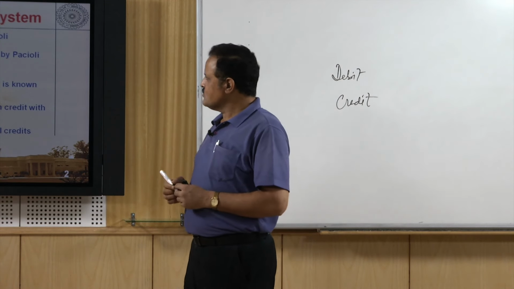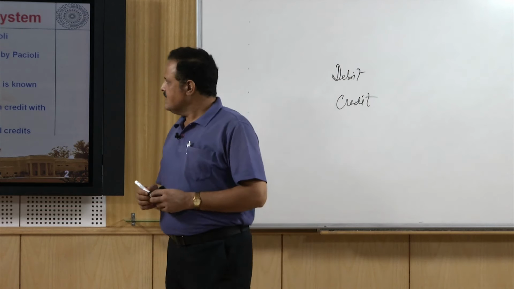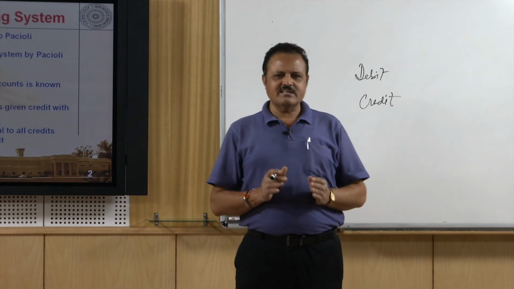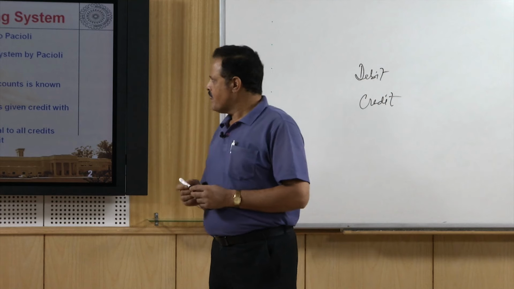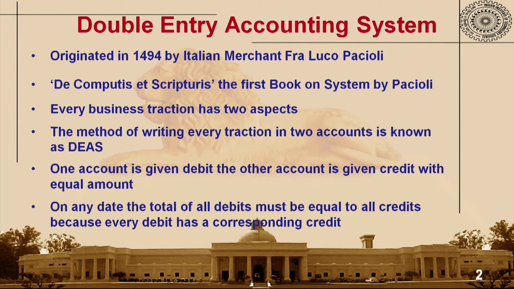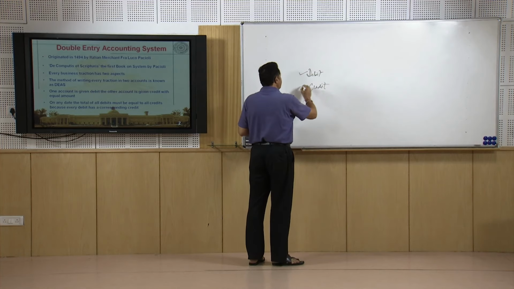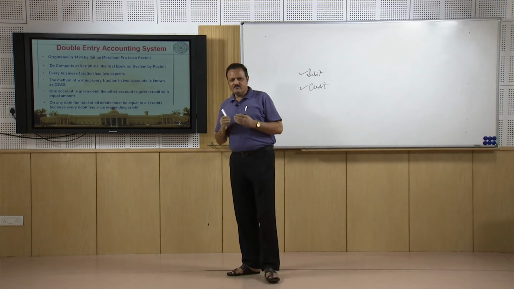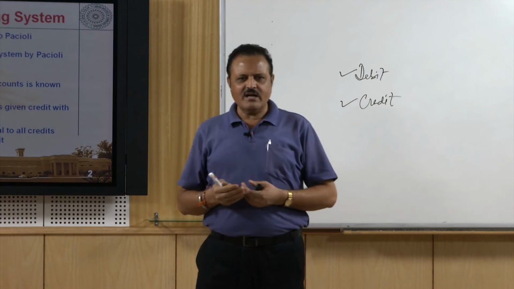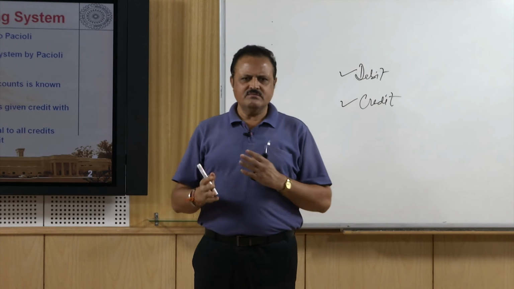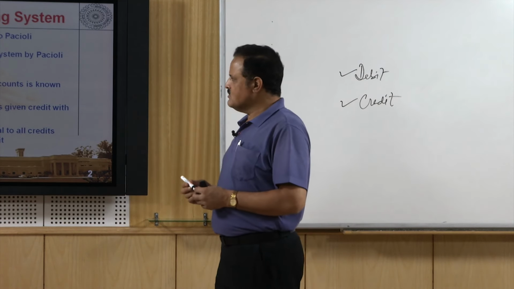This merchant also wrote a book called De Computis et Scripturis, which was the first book on the double entry accounting system, which you can say is the backbone of today's financial statements. And this double entry system, as I told you, has two aspects, the debit and the credit effect, because whenever we make any transaction, something comes to us and something goes out of us. It is a natural phenomenon also, and we will have to recognize these two important aspects.